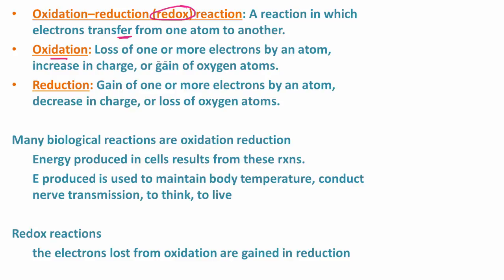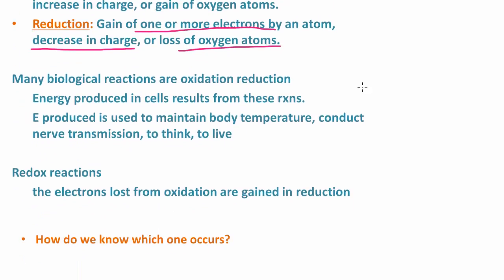Oxidation is defined as the loss of one or more electrons by an atom, an increase in charge, or a gain of oxygen atoms. Reduction is the opposite, a gain of one or more electrons by an atom. You can look at it as a decrease in charge or a loss of oxygen atoms. It turns out that many biological reactions are oxidation-reduction reactions. So much of the energy that's produced in cells is the result of redox reactions.